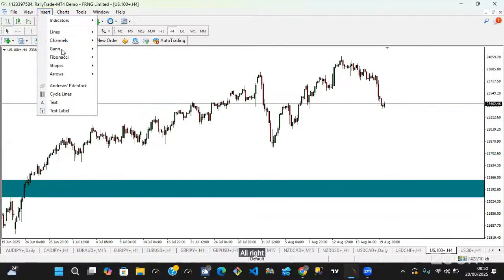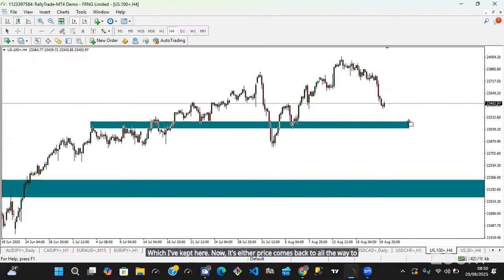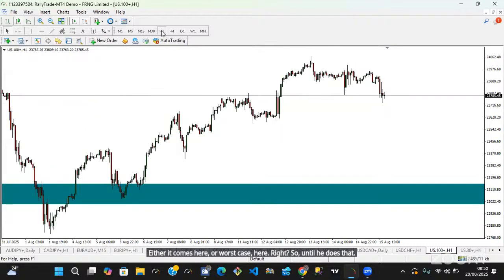All right, so two things will happen. I have this level also on my 4 hours, which I've kept here. Now, it's either price comes all the way back to this level right here, because after breaking above these levels, retested, it broke below, retested again, it either comes here or, worst case, here, right? So until it does that, I'm still going to be selling US 100.